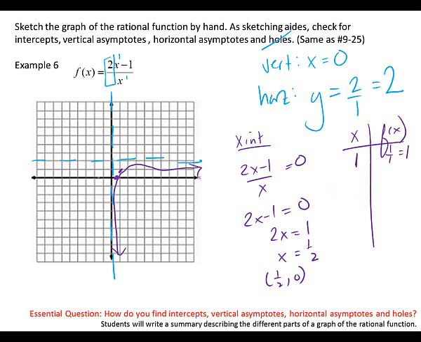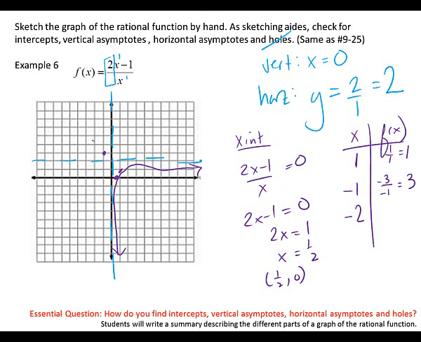I now want to pick a couple points to the left. So what are some good points to the left? -1. What else? -2. Perfect. All right. So what is 2 times a -1? -2. -2 minus 1. -3 over the -1 is going to give me what? +3. So I'm going to be out -1 and up 3.